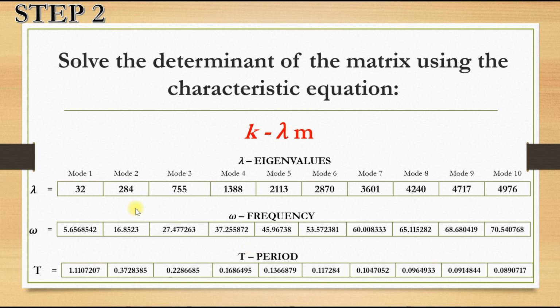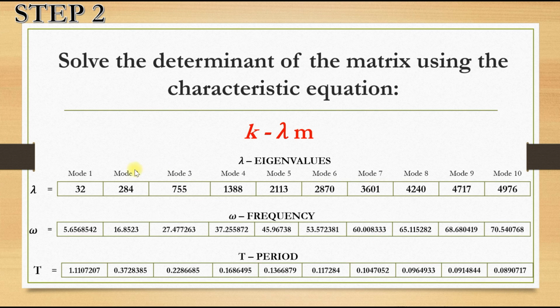Yun sa frequency 1. So halimbawa dito sa mode 1, so mode 1 is equal to 2 pi over ang 5 point something. So ito 5.676568542. So magkakaroon tayo ng T1 which is 1.1107207 dito sa mode 1.